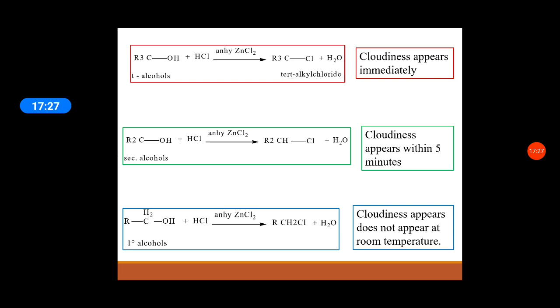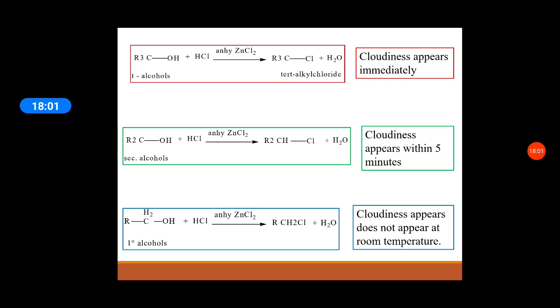In the primary alcohols, there is only one adjacent methyl group present, only one carbon. So the removal of OH becomes difficult. So it forms only after heating. At room temperature, normal temperature, there is no reaction. But when we heat the reaction mixture, then only it forms the alkyl chloride. So cloudiness does not appear at room temperature, it appears after heating. So this is how to distinguish between primary, secondary and tertiary alcohols.